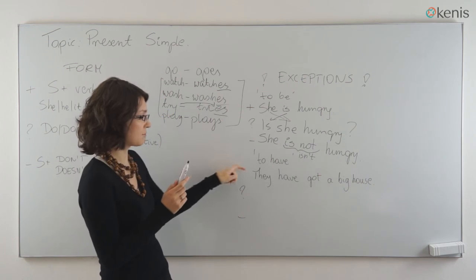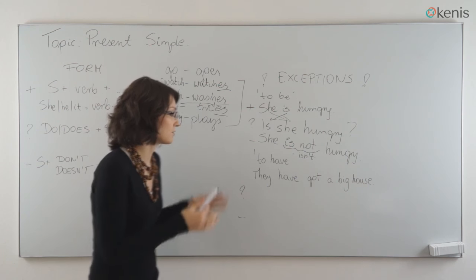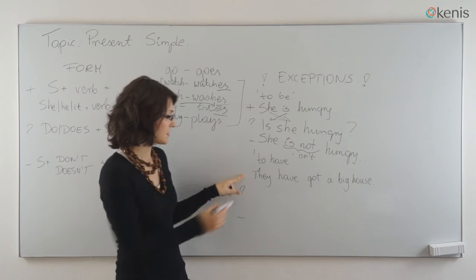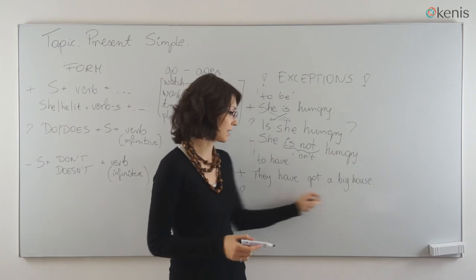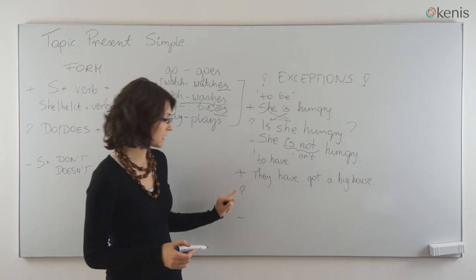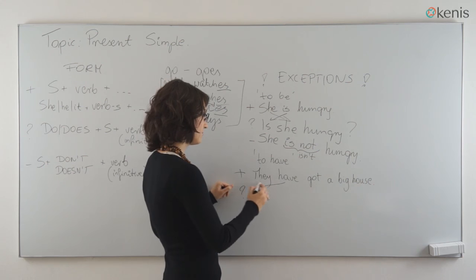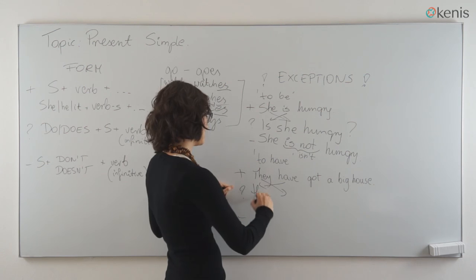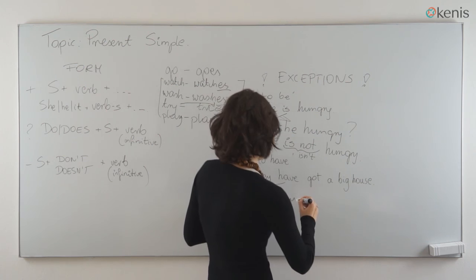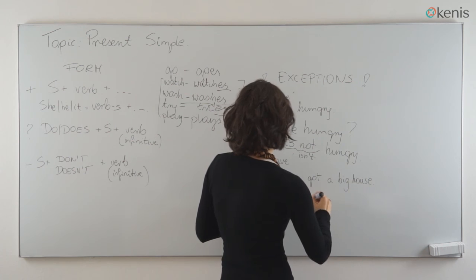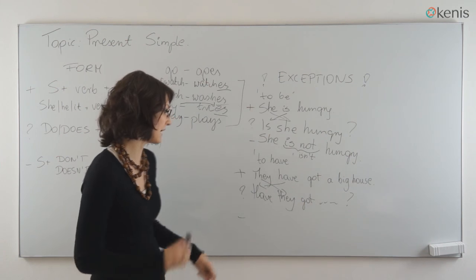The second exception is the verb to have got. So have got something. The positive sentence is they have got a big house. And we can make questions by inversion. Again, have they got a big house? Have they got a big house?